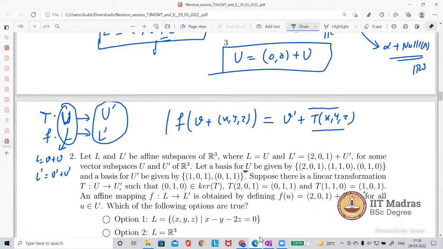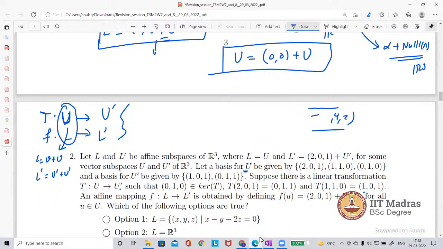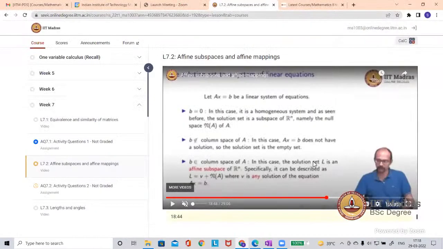Now let's say somebody gives no information about T and asks like this: you have a mapping, let's say defined on (x, y, z) like this. Is this map an affine mapping or not? Let me show the video first.